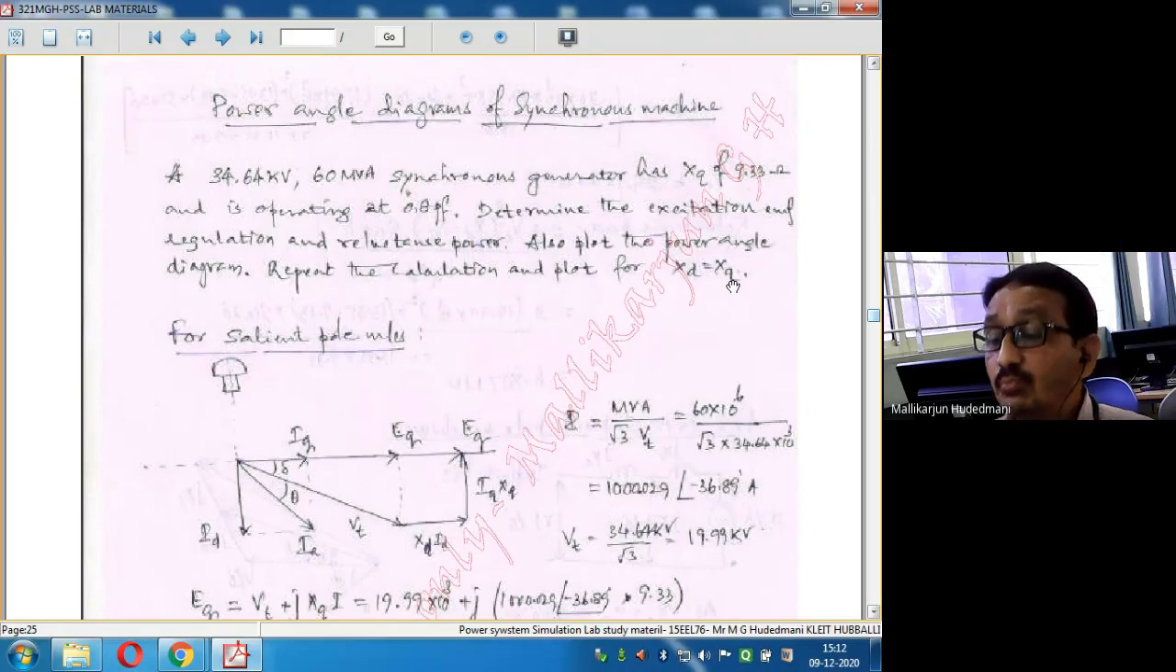Hence, I would like to plot that characteristic, the variation of power delivered to the bus from the synchronous generator as and when the angular difference between those two bus voltages, which we call the power angle, keeps changing from 0 to 180 degree. We need to understand. And this experiment, by apparent, is pertaining to a synchronous generator of salient type. And the last sentence: repeat the calculation and plot for XD equal to XQ.